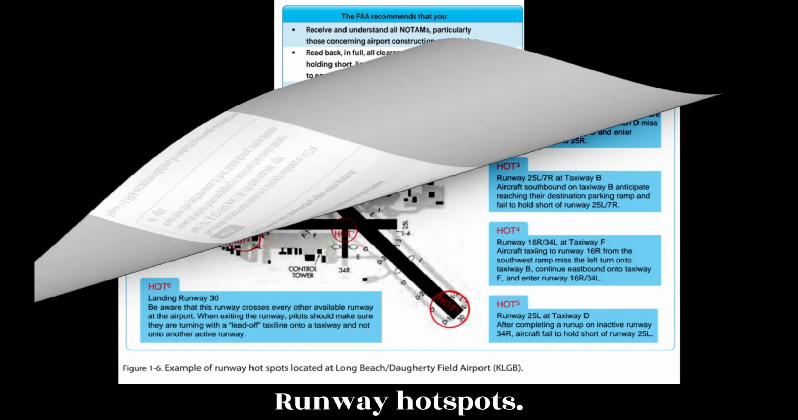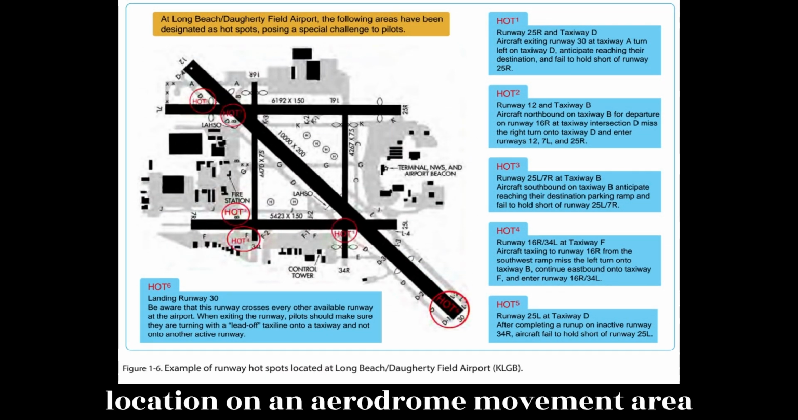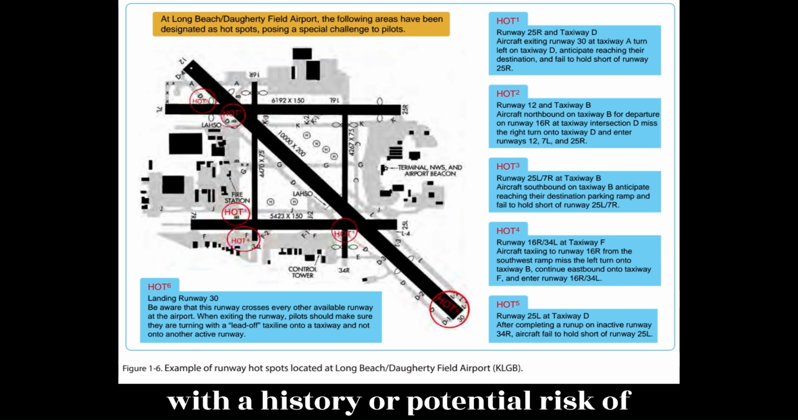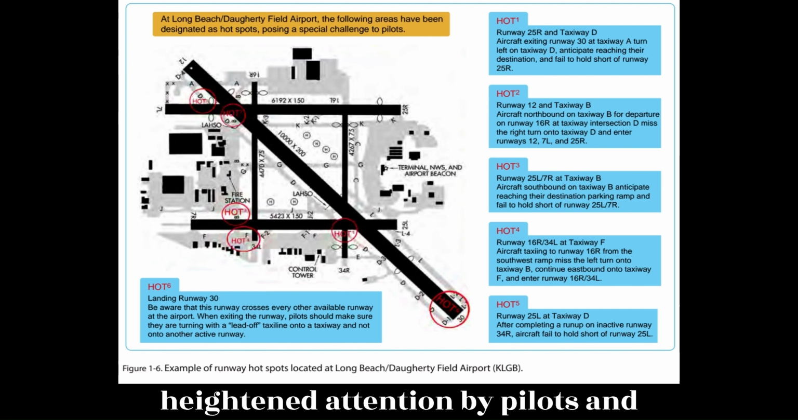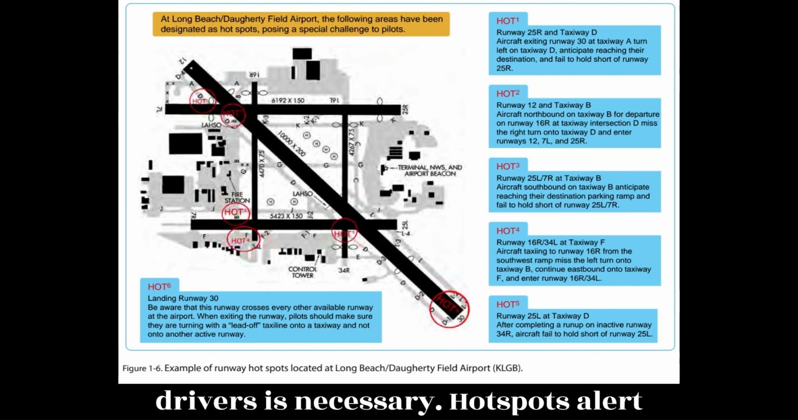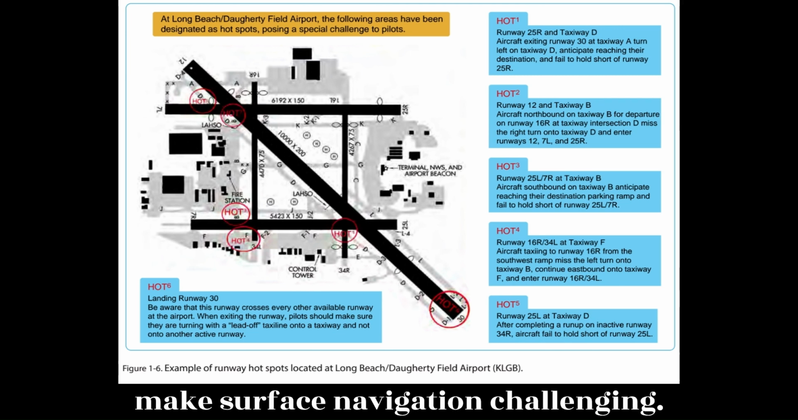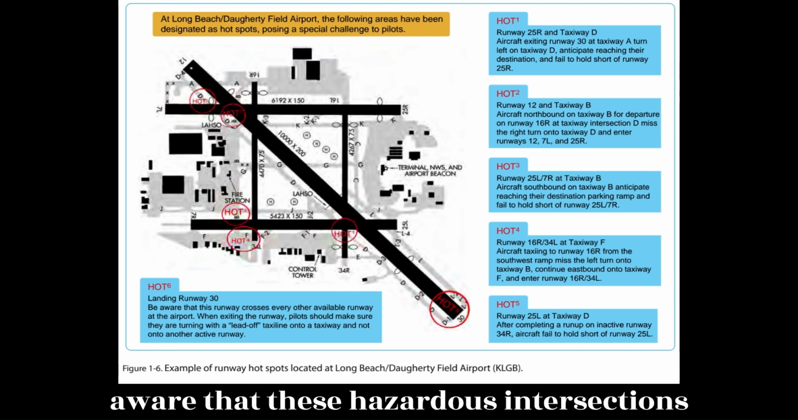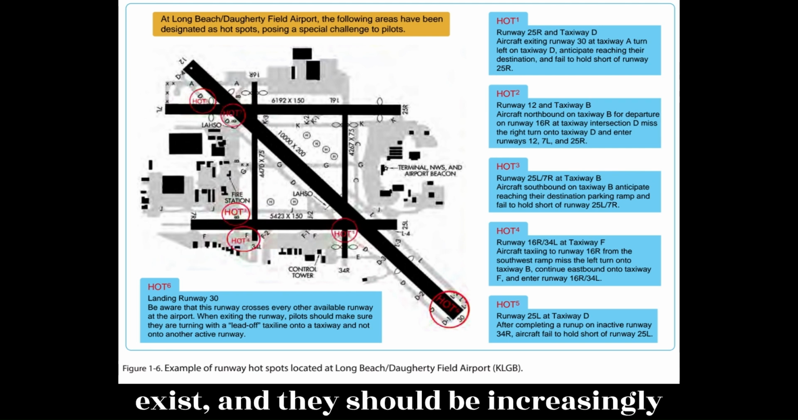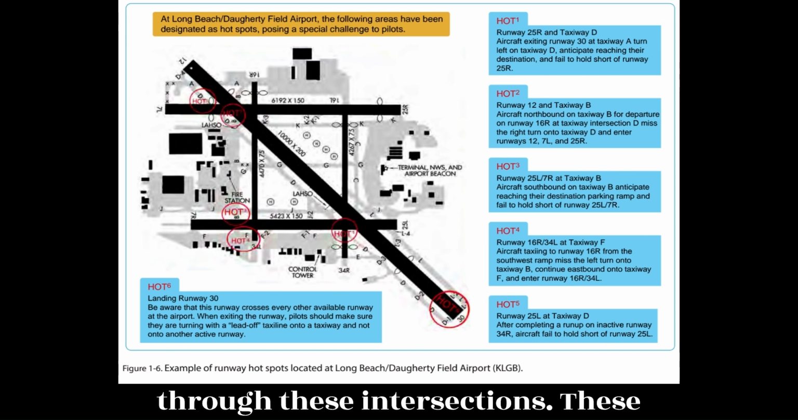Runway hotspots. ICAO defines runway hotspots as a location on an aerodrome movement area with a history or potential risk of collision or runway incursion and where heightened attention by pilots and drivers is necessary. Hotspots alert pilots to complex or potentially confusing taxiway geometry that could make surface navigation challenging. Whatever the reason, pilots need to be aware that these hazardous intersections exist, and they should be increasingly vigilant when approaching and taxiing through these intersections.